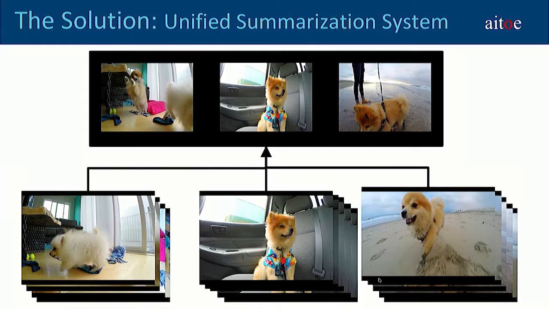So to solve this problem, we've built a unified summarization system. It tries to capture diverse and representative content in order to create a visual summary of any long video in a matter of minutes. We also do summarization on the entity level, such as objects, people, faces, and not only on the frames. So here's how it works.